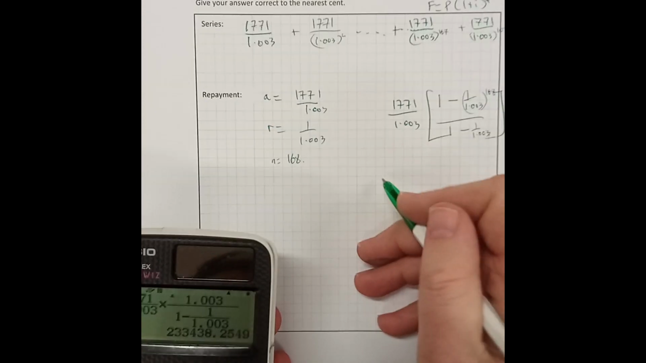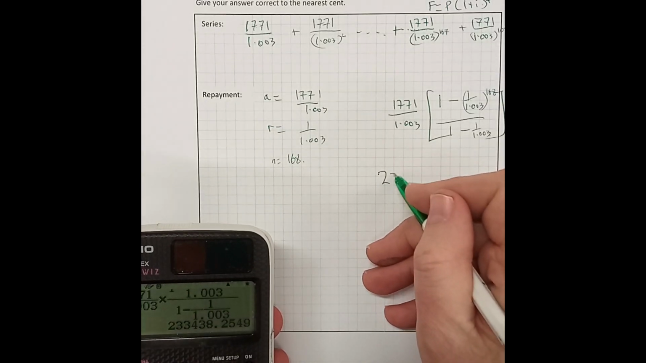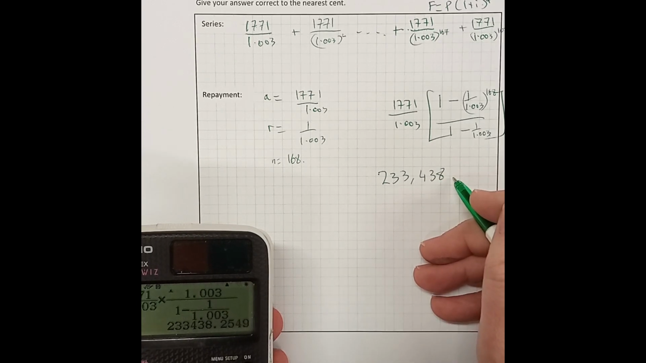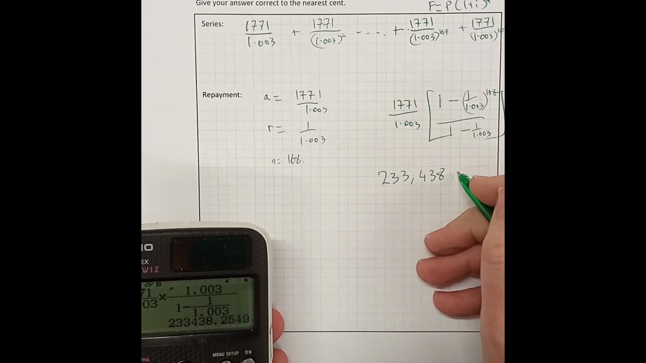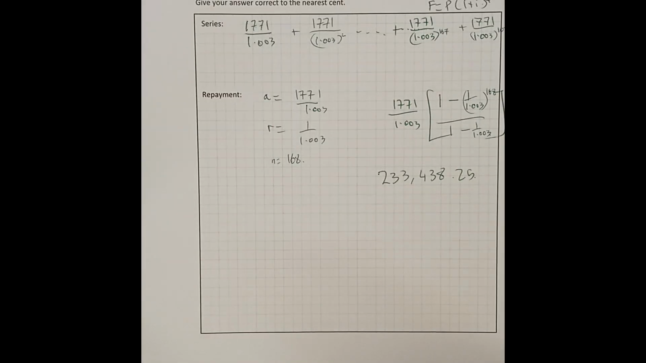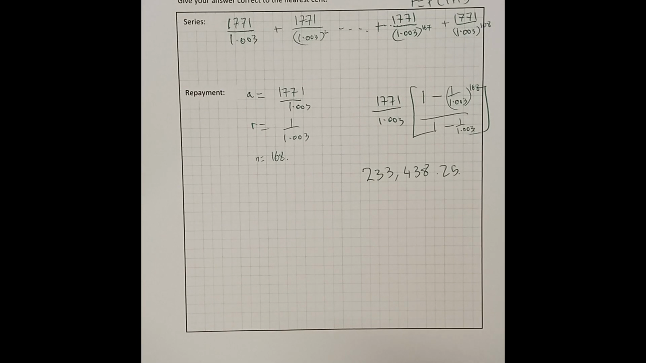So, and they still owe them €233,438, and we need to round it to the nearest cent, 25 cent. There we go. That's how much they owe them. Still owe them a lot, even after their windfall. Okay?